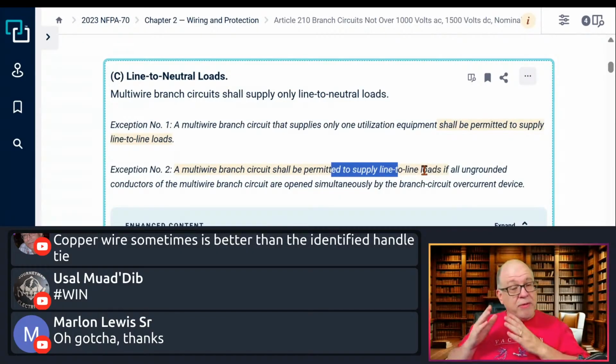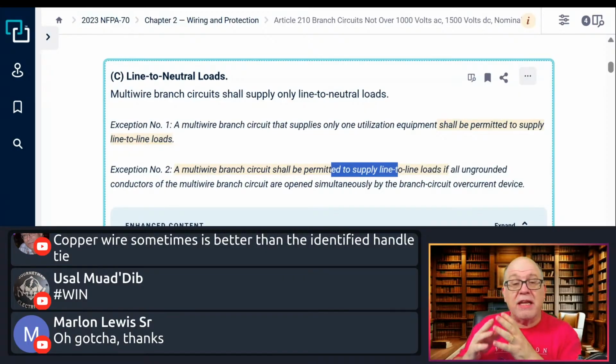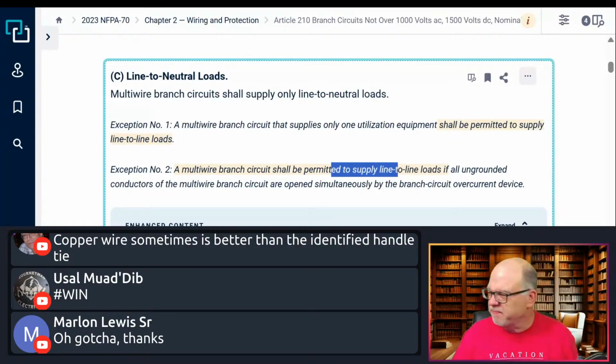What that means is I might be running a multi-wire branch circuit, black or red with a shared neutral, and I get there, and at that location, at that load, if I want to have a line-to-line, even though I ran the multi-wire branch circuit out there in order to be able to get two circuits with a shared neutral, this is going to allow me, under this exception, to be able to supply a 240-volt line-to-line load as well as the multi-wire branch circuit, okay? It's permitting me to do that, okay?